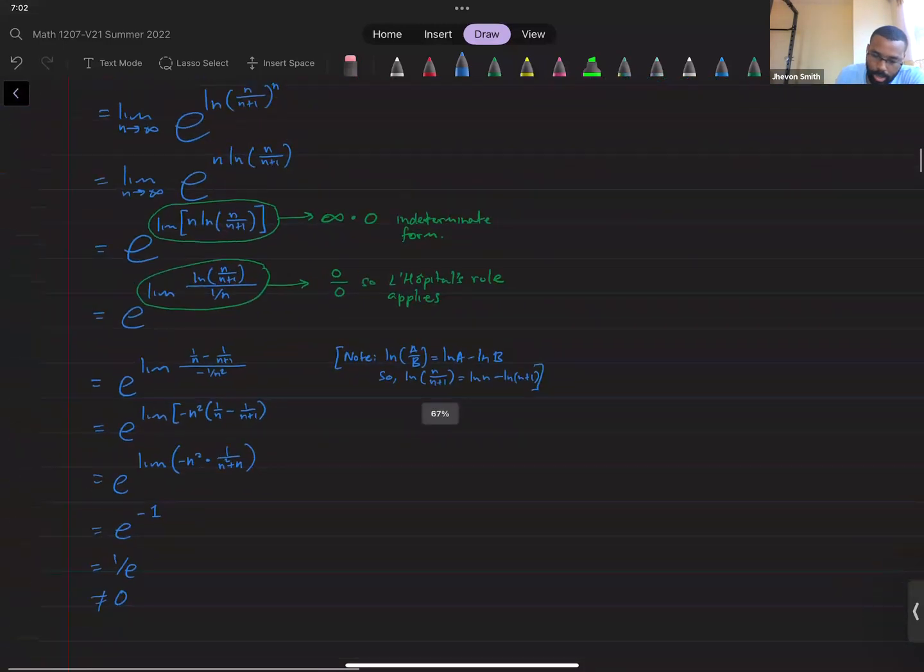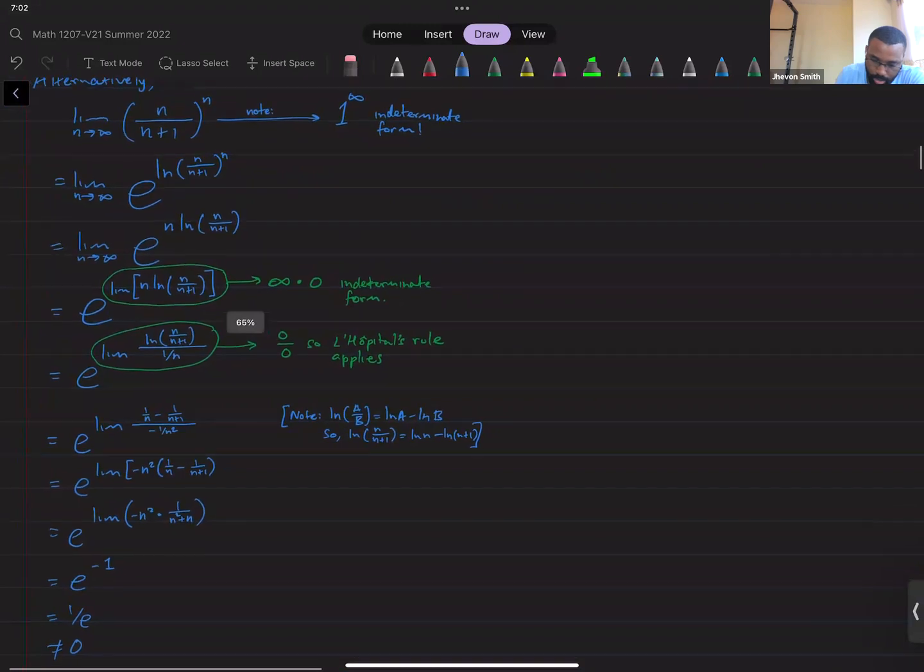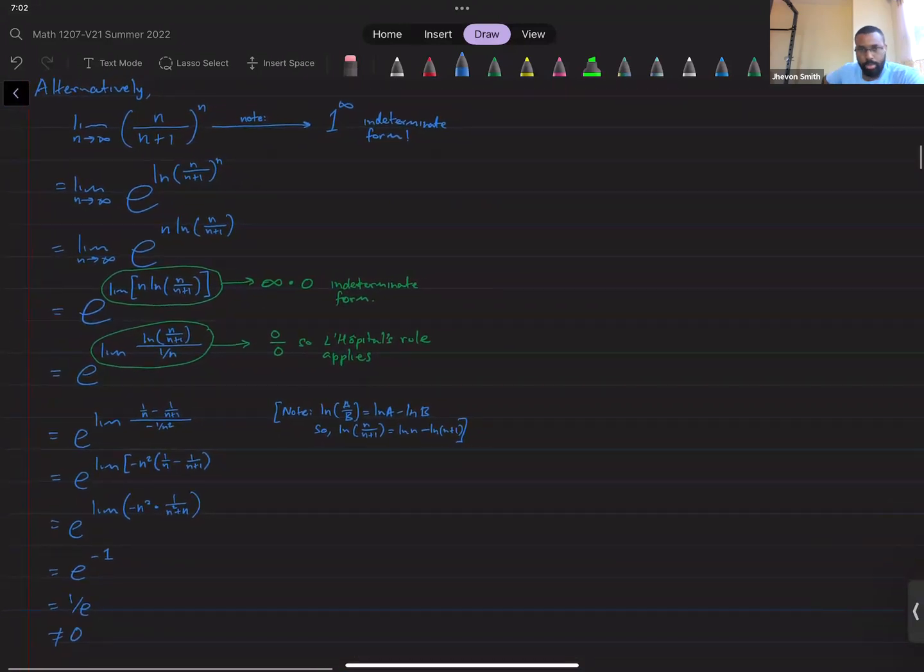So this is a little bit longer. If you remember your Calc 1 very well and remember how to deal with indeterminate forms, it will take you 2 or 3 minutes to work through. But if you didn't see how to use the definition of e, you could have done that. Either way, the conclusion is the same: the series does not converge.